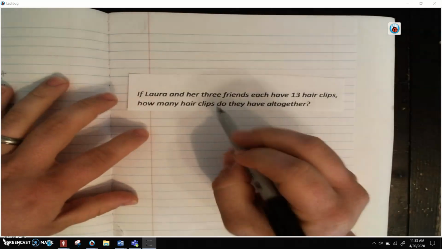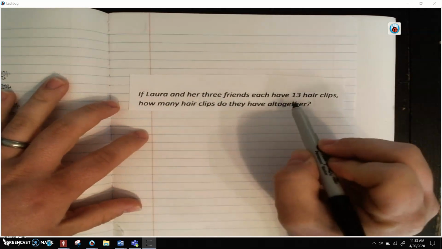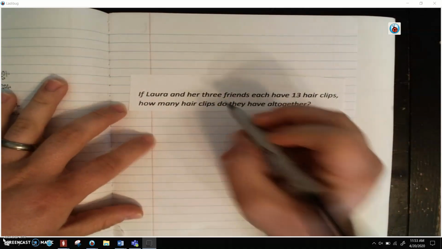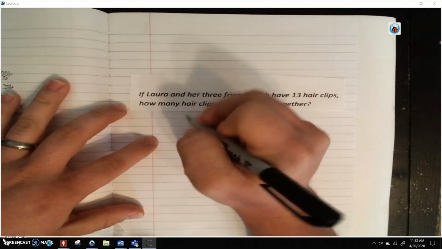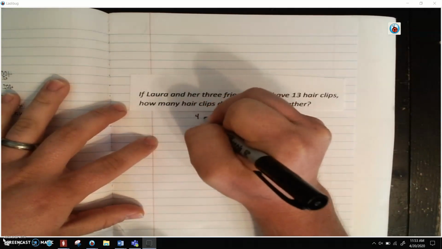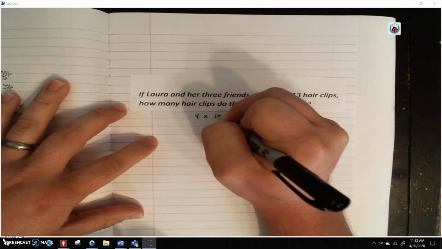Alright, we're going to solve one more word problem. It says if Laura and her 3 friends each have 13 hair clips, how many hair clips do they have all together? So again, I know that this is going to be a multiplication because it's Laura and her 3 friends and they each have 13. So I have Laura and her 3 friends. So that's going to actually be 4 people times 13.